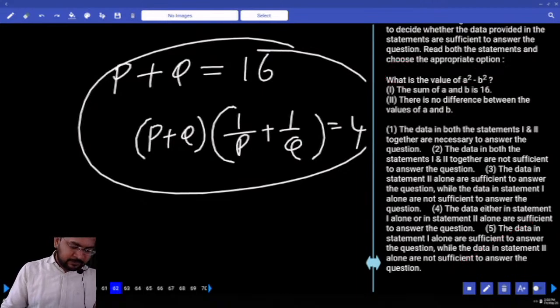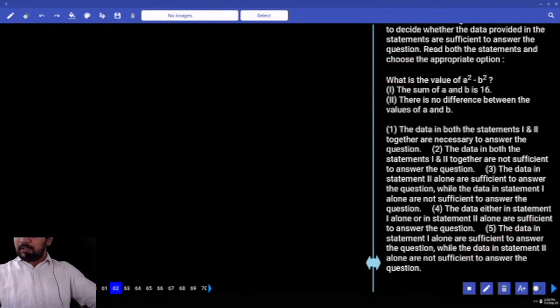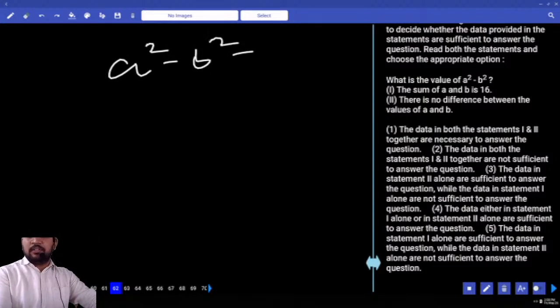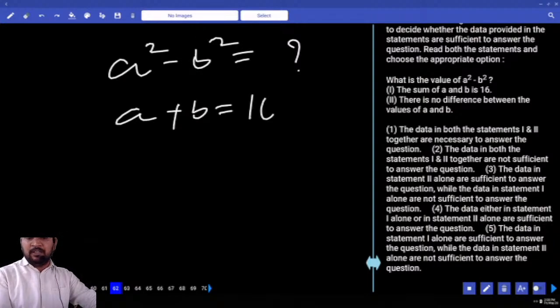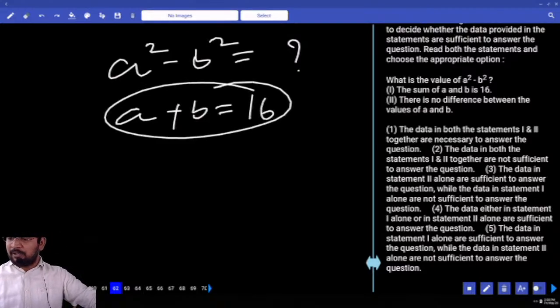Next, 62. The sum of A and B is given, and we need to find A square minus B square. First statement: sum of A and B is 16. Is it possible? No, only one is not possible. The second statement: there is no difference between the values of A and B. Take 3, the answer is 0. Take 4 also, the answer is 0. So only statement 2 is possible.